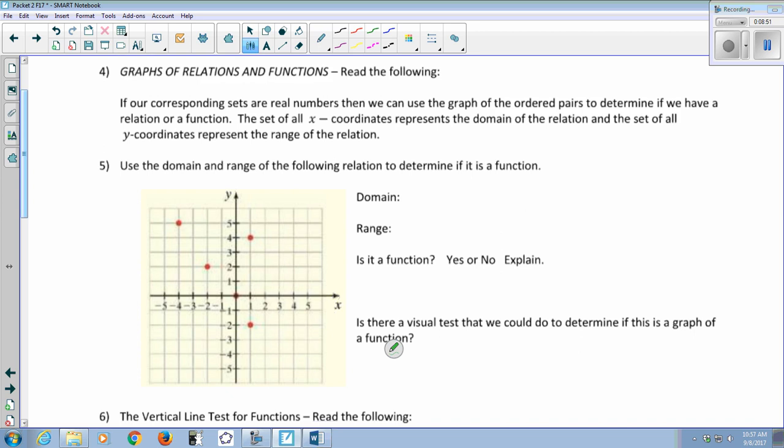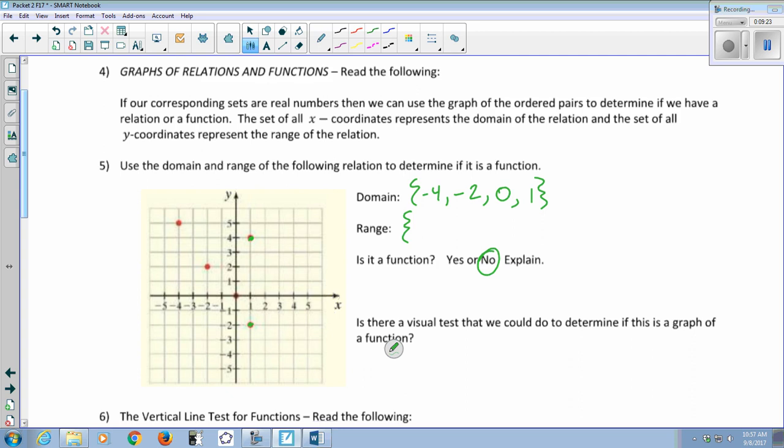Okay, so the domain here would be all the x coordinates. So I've got -4, and then I'm working left to right here. The next point has an x coordinate of -2, and then the next one has an x coordinate of 0. And then these 2 points have the same x coordinate of 1, right? They have the same x coordinate of 1, but different y coordinates. One's 4 and one's -2. So that's not a function.